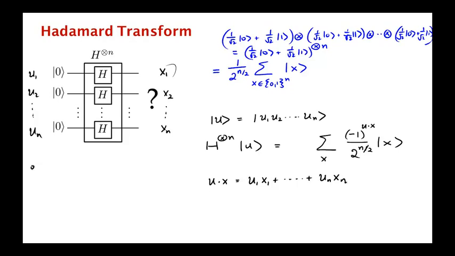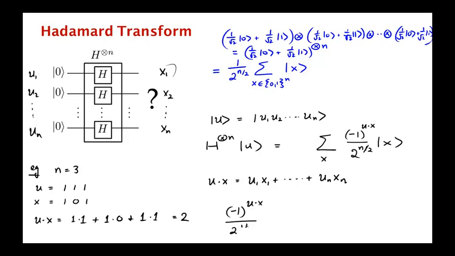Right? So, for example, if n equals 3, u equals 1, 1, 1, x equals 1, 0, 1, then what would you get? Well, you'd get u dot x is equal to 1 times 1 plus 1 times 0 plus 1 times 1, which is 2, and so (-1) to the u dot x divided by 2 to the n over 2 would be (-1) to the 2 divided by 2 to the 3 over 2, which is 1 over 2 to the 3 over 2. So that would be the amplitude of x, which is this, if you start with the input being 1, 1, 1. Okay.